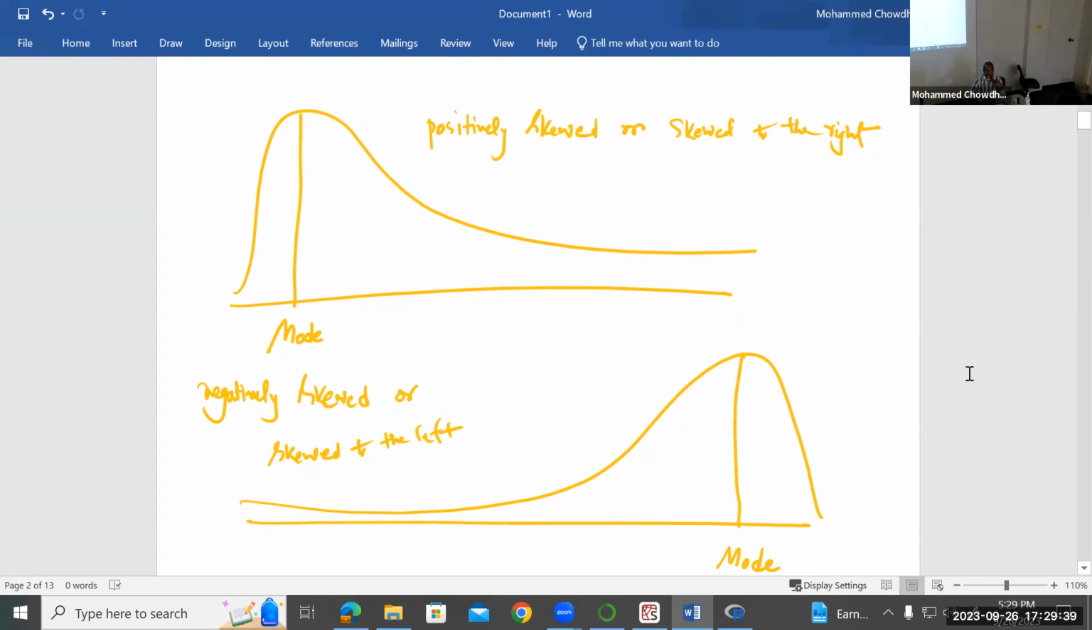In that case, where do mean, median, and mode stand? Median is always in the middle. And mean is always in the left or right tail.